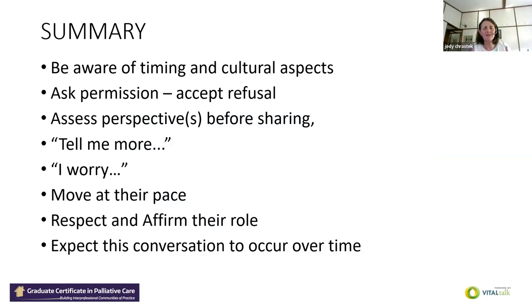Sometimes with families, you can tell they can only take so much. So don't push through your agenda, which is easy to do when in healthcare we've got things we want to get done, but we need to really move at the pace that the family can accept, and respect and affirm their role. They are doing the best they possibly can with what they have. And expect that conversation will occur over time, especially for our Peds patients who are with us for many, many years sometimes, not always, but many times. So remember that with advance care planning in Peds, it's an ongoing conversation.